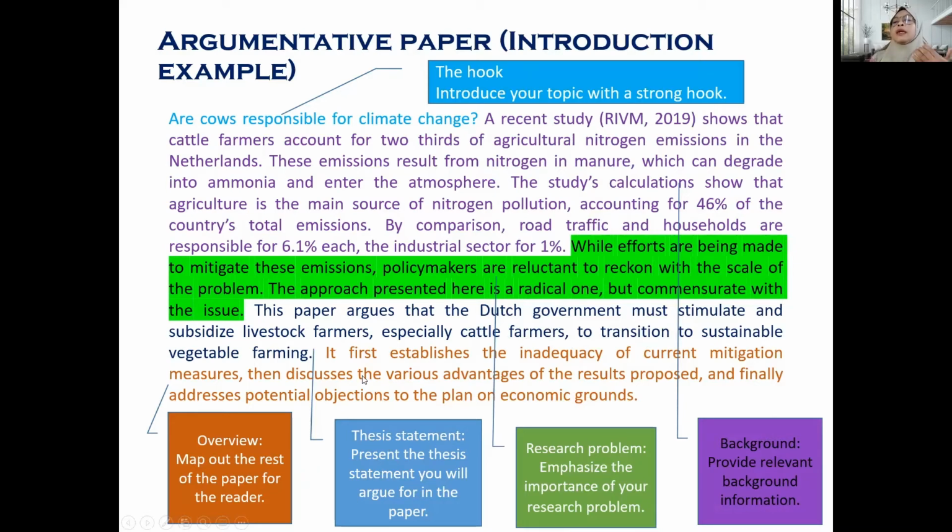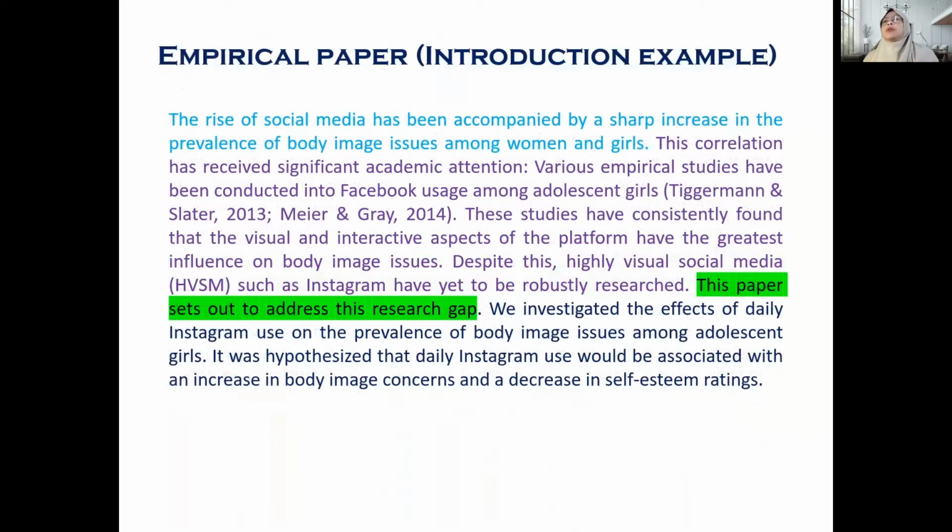The next section is, it first establishes the adequacy of current mitigation measures, then discusses the various advantages of the solution proposed, and finally addresses potential objections to the plan on economic grounds. This is the overview, to map out the rest of the paper for the reader. Okay, this is an example of an empirical paper in how to write the introduction. So first, this is the hook of the paper. The rise of social media has been accompanied by a sharp increase in the prevalence of body image issues among women and girls.